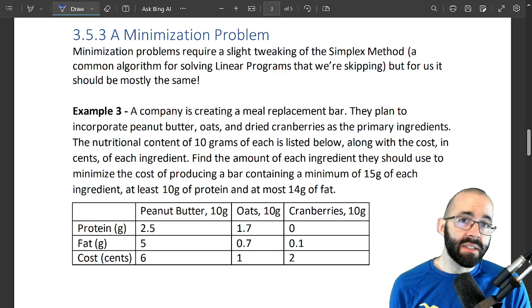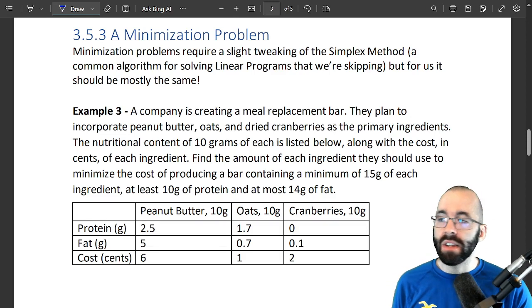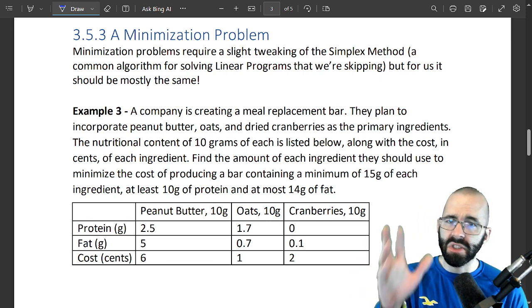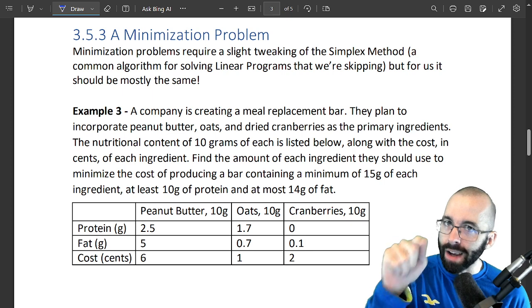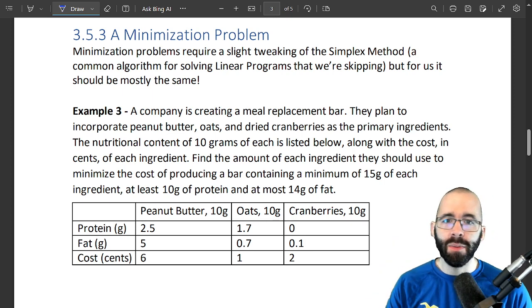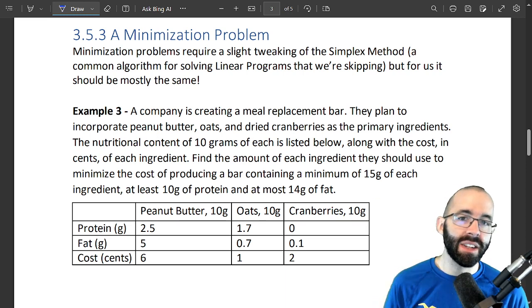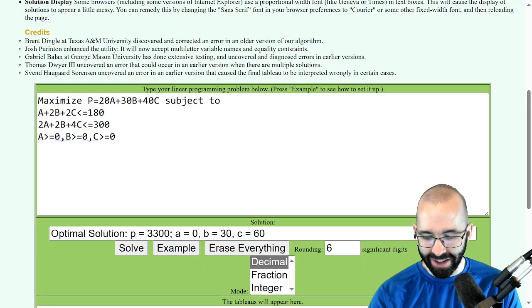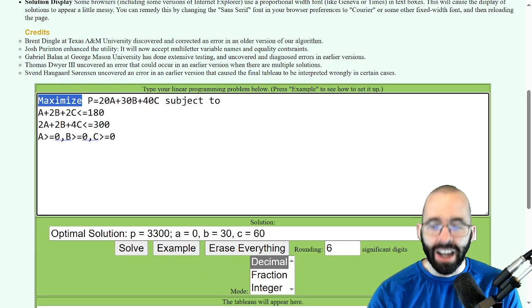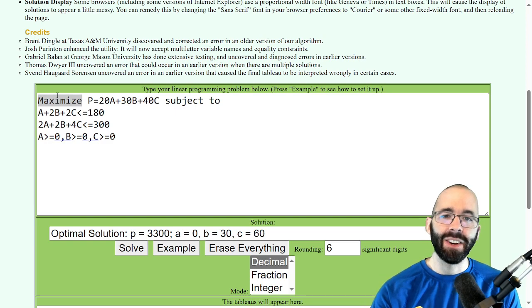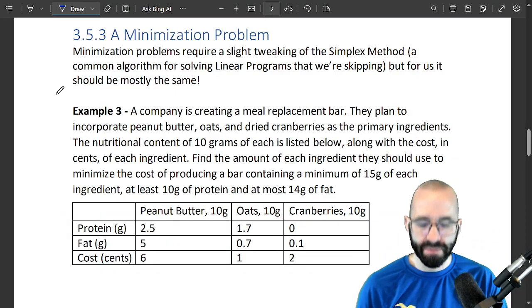So if we were using the simplex method by hand, minimization problems would be different from maximization problems. Not very different. There's just one quick trick that you can use to convert it. But for us, since we're using a program, we're skipping the simplex method. It's pretty much just going to be the same. But when we go over and type in our problem, we're not going to write maximize anymore. I'll tell you that much. Okay. So this is pretty much the same for us.